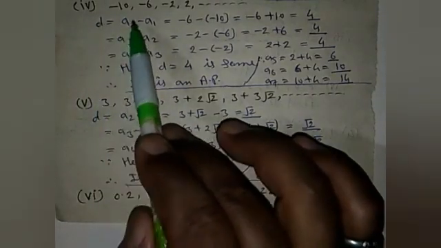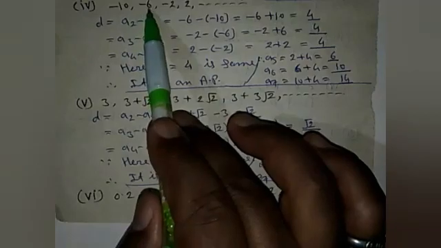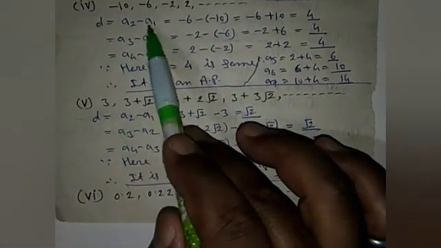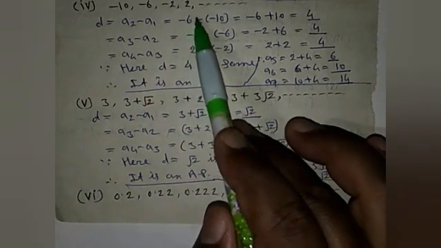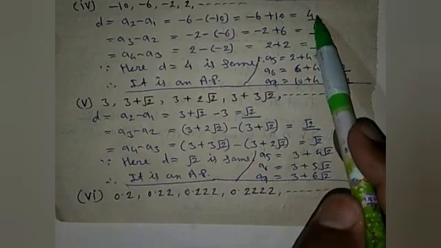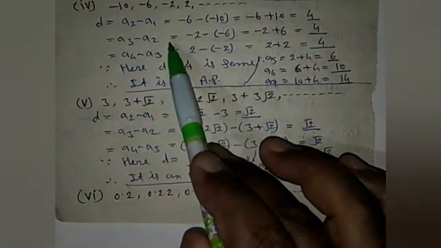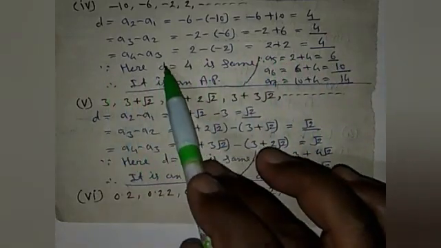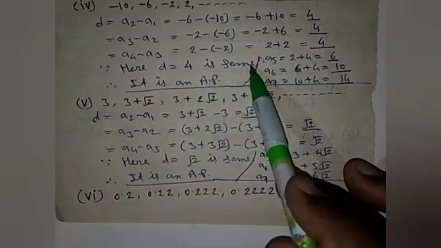In the fourth part, the series is minus 10, minus 6, minus 2, 2 and so on. So here the difference D is equal to A2 minus A1, that is equal to minus 6 minus of minus 10, that is minus 6 plus 10, equal to 4. Similarly, A3 minus A2 is also 4. A4 minus A3 is also 4. So here D equal to 4 is the same.